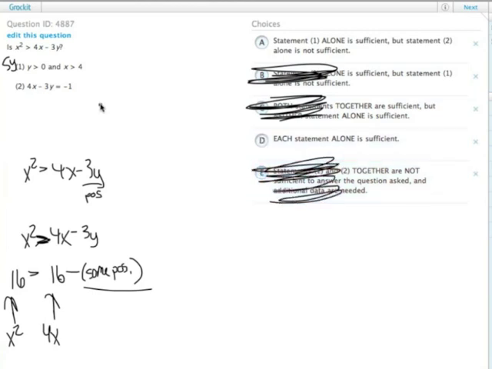Statement 2 is actually significantly easier. This one flat out tells us that 4x minus 3y equals negative 1. So the question is saying, is x squared greater than negative 1?